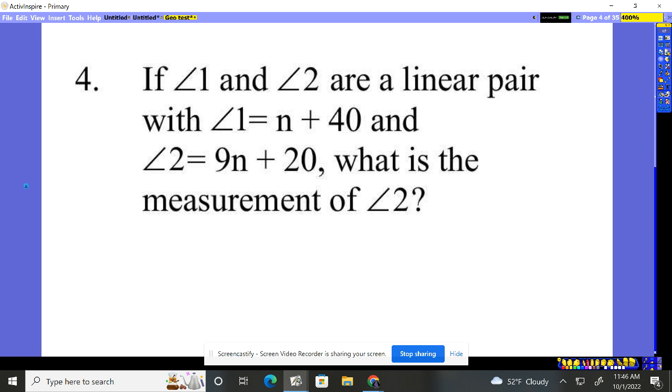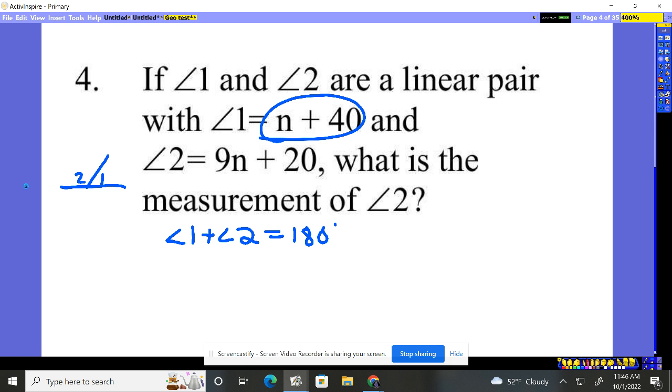Number 4, angle 1 and angle 2 are a linear pair. So what does that tell us? That tells us here's 1, here's 2. Well, what do we know is true? We know if they're a linear pair, they must add together to be 180 degrees. Now, it tells me angle 1. Here, this represents angle 1.